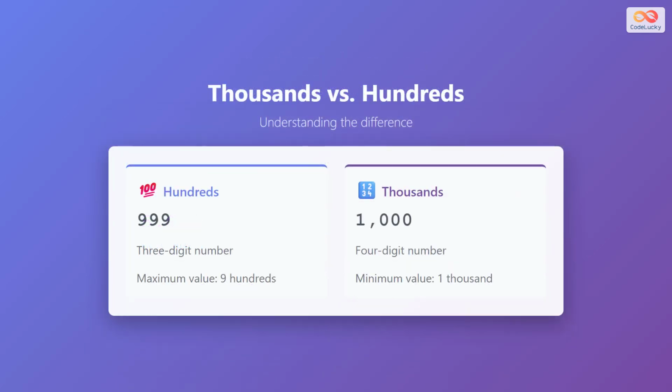Let's compare thousands and hundreds. The largest 3-digit number is 999. This is still below 1,000. When you reach 1,000, you enter the thousands range. Thousands have 4 digits, while hundreds have 3 digits. The comma between the first and second digit helps you identify thousands. This visual marker makes it easier to read large numbers quickly.